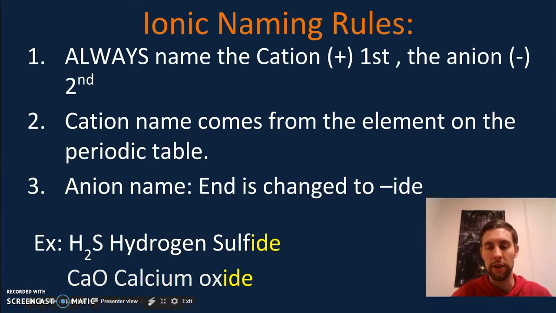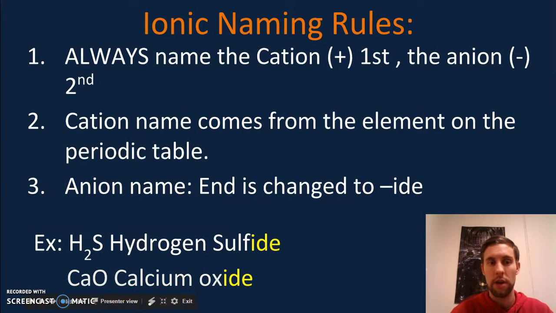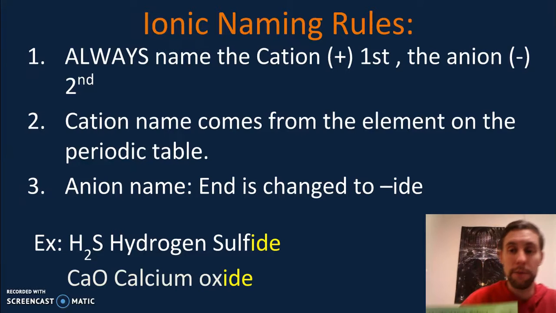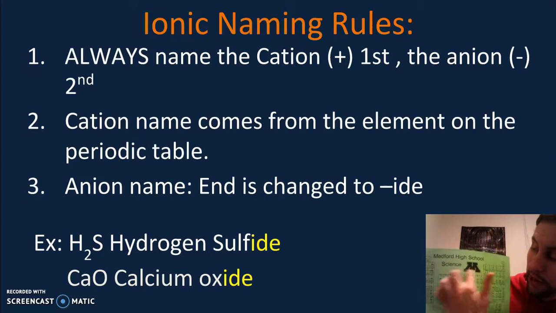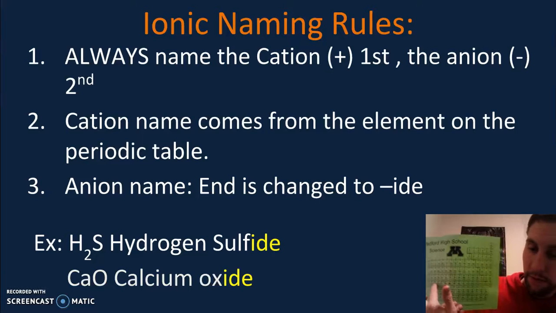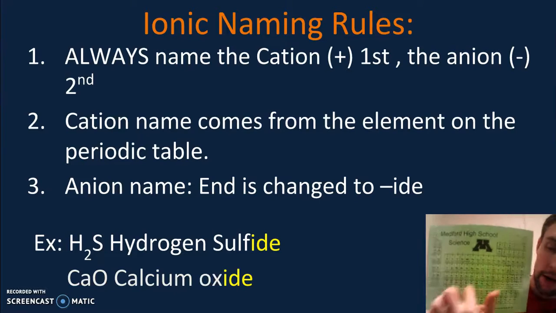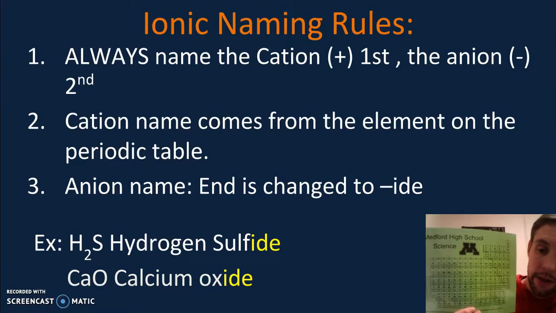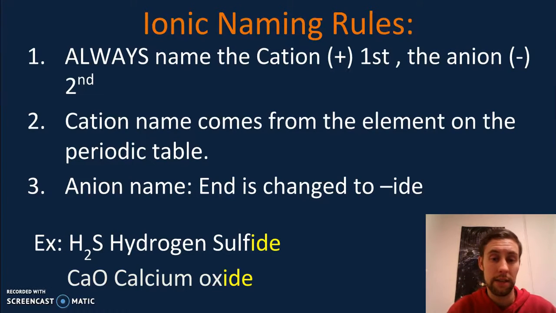But first, there's some rules to look at. I would get these down in your notes. Remember, you're always going to give the cation, the positive thing, first. So that's going to be your metals. Everything to the left of your staircase, all your metals, those get named first. Then the anion, the negative thing, second. The cation name is just going to be whatever's on the periodic table. So just magnesium, just cesium, just lithium, just aluminum.